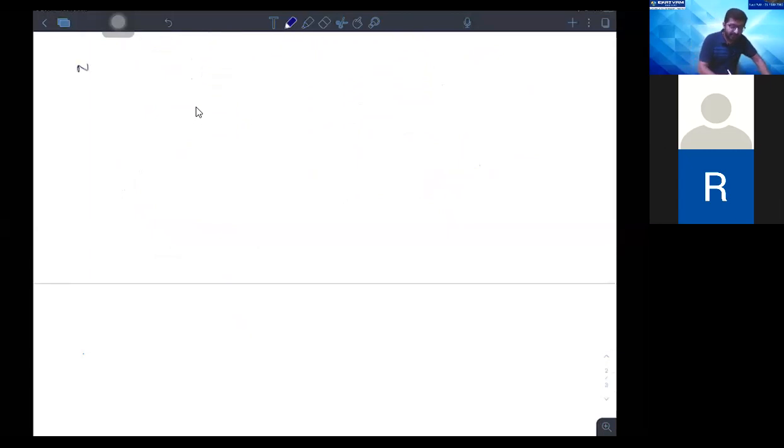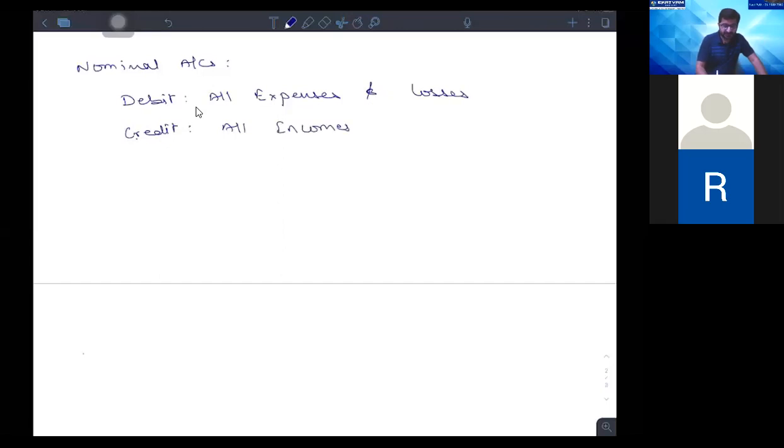Whereas the rule for nominal accounts. What is the rule for nominal accounts? Debit all expenses and losses, whereas credit all incomes and gains. So if you are making any kind of profits, those will be debited. I'm sorry, those will be credited. And if you are incurring any kind of expenses, those will be debited.